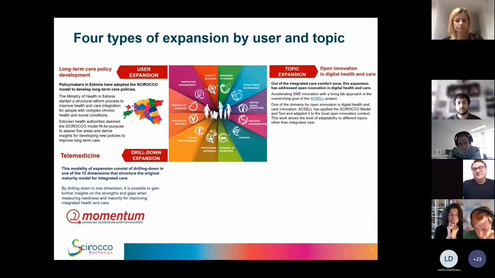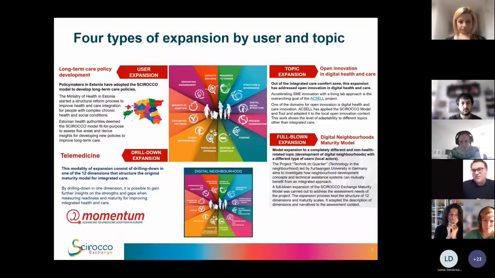And then we have the most challenging one, which is the full-blown expansion, which today in some way we will cover with one of the examples. Here is one adaptation that was done to the model and the tool, which involved rephrasing the domains. That is the one on the digital neighborhood maturity model, and you can see at the bottom that the model has been changed in terms of the narrative, but it remains the 12 domains of maturity assessment. So these are the 4 avenues for expansion, which shows that the model can be perfectly adapted to many different contexts, topics, users, and even getting more detail on each of the 12 domains.